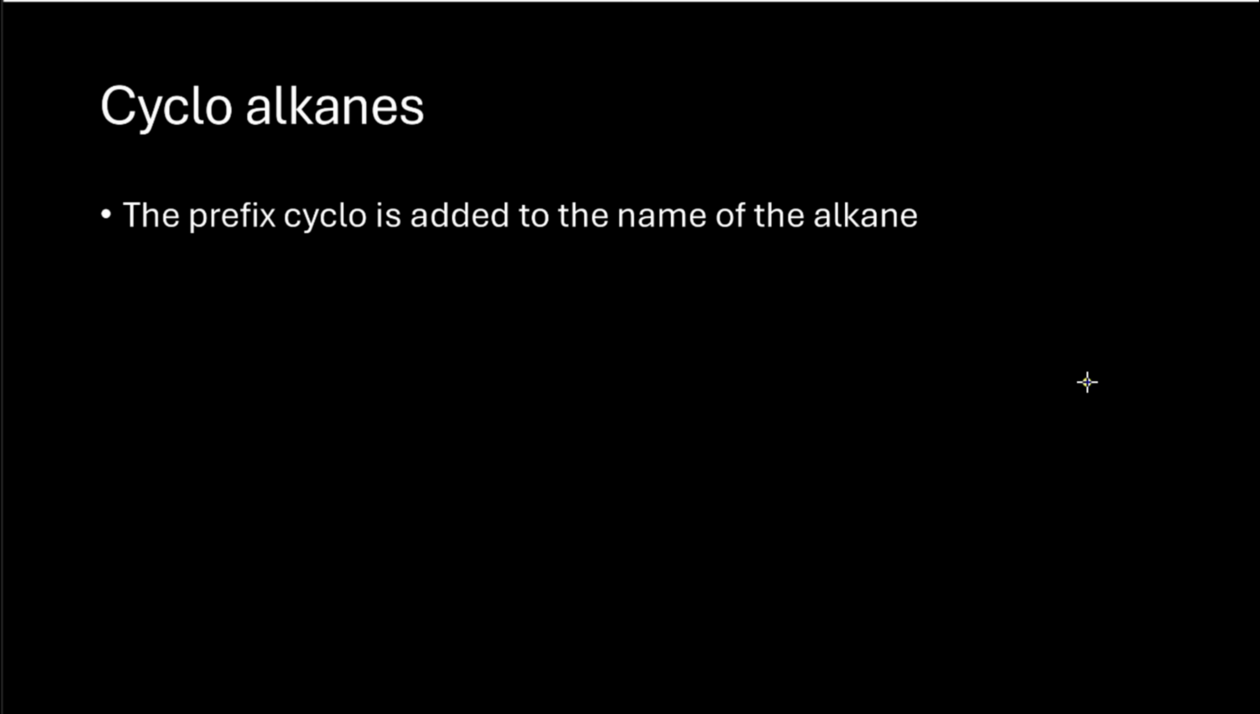So cycloalkanes are named by using the prefix cyclo and then the alkane name to indicate they are cycloalkanes.